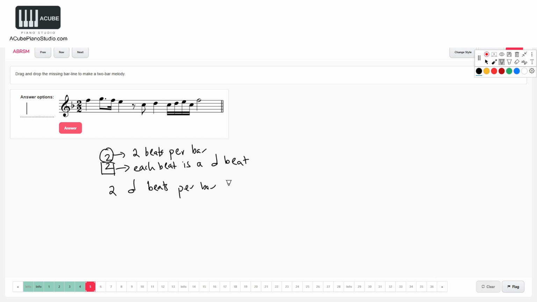And 2 minim beats equals 4 crotchet beats, because each minim equals 2 crotchets. So 2 minims equals 4 crotchet beats. Okay, so now with that, let's count. I would use crotchet beats to count. So this is the first crotchet beat. And this is the second crotchet beat.